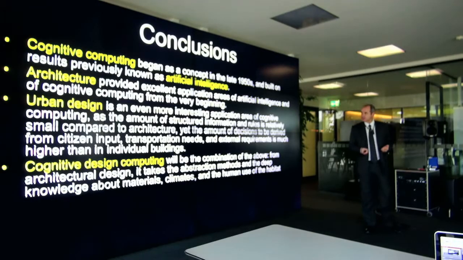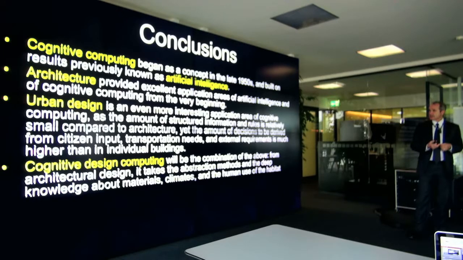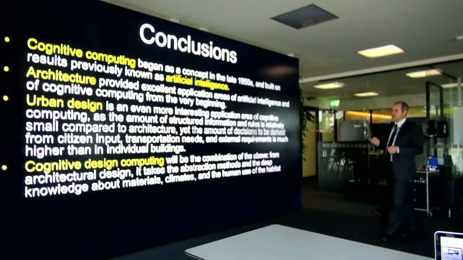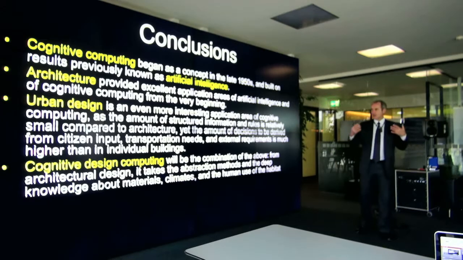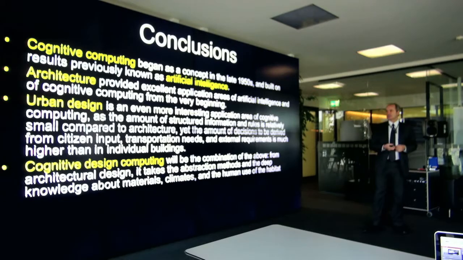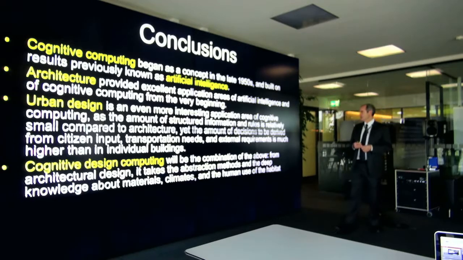So we come to the conclusion. The cognitive computing began a long time ago as a concept in the late 50s, and it was related to artificial intelligence. It still is. Architecture was a very good application area, but not too much research could be done because of the lack of funding and all other kinds of necessities. Urban design is an even better and more interesting application area for cognitive computing, because the amount of decisions to be derived from citizen input, transportation needs, and external requirements is much higher than in individual buildings, architecture.